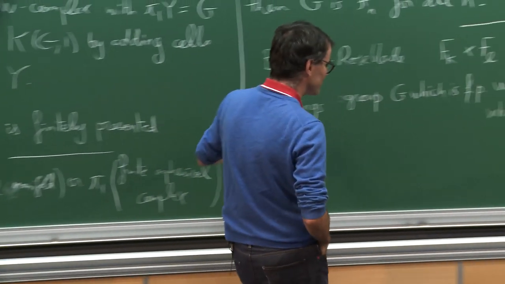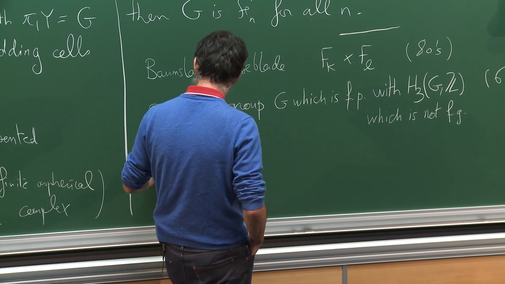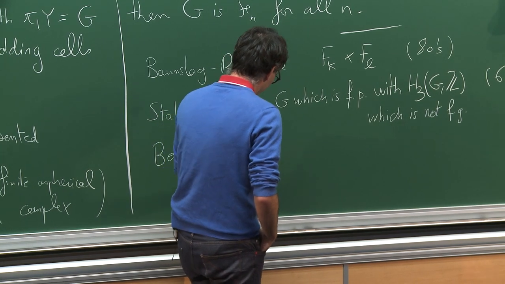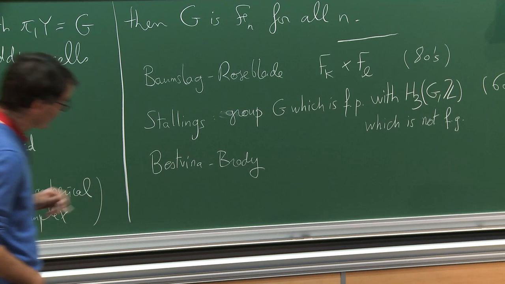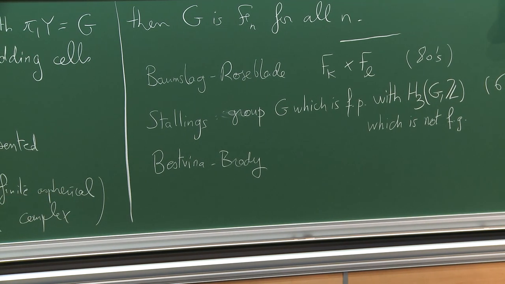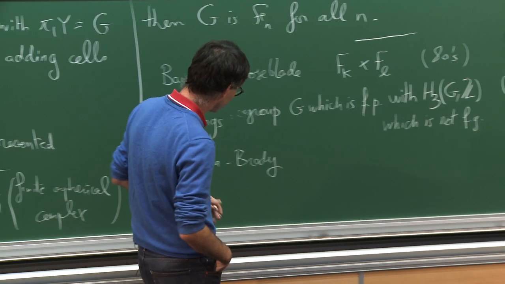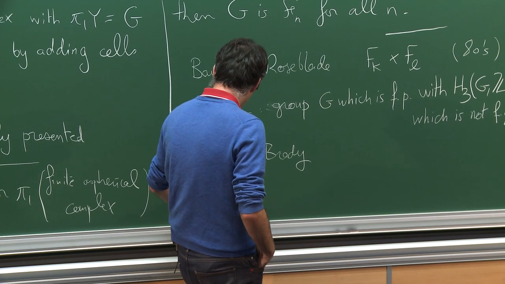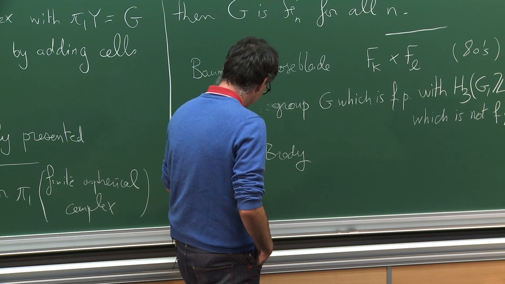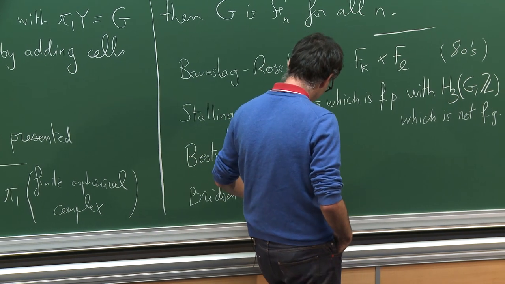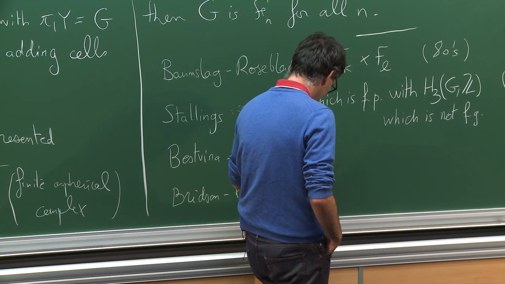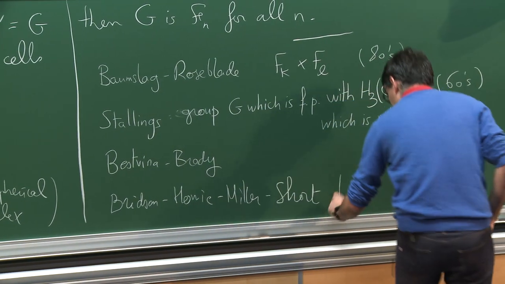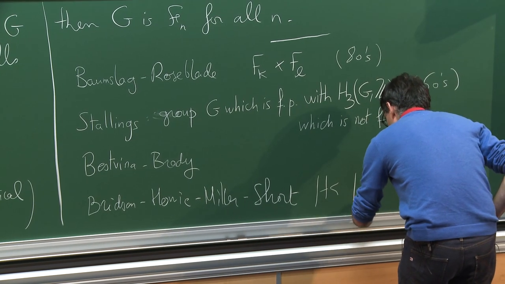And other classical works on this topic, there's the work of Bestvina and Brady, so I will come back to it a bit later. They studied finiteness properties of subgroups of right-angled Artin groups using combinatorial Morse theory. So maybe I will say more precisely what they did a bit later. And another work is the work of Bridson, Howie, Miller and Short, and they studied subgroups in direct products of surface groups.